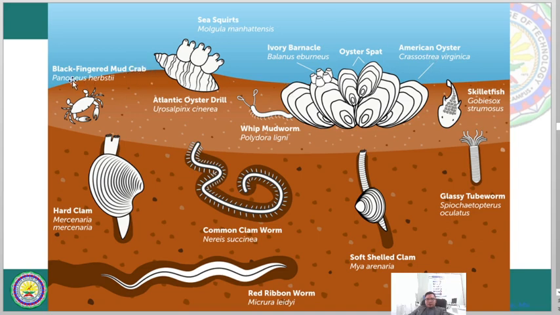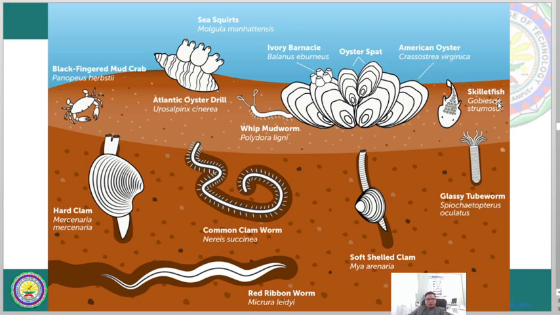So we have there the black-fingered mud crab, no? Mud crab, a benthic organism, kaya naman siya sa bottom. Sea squirts, oyster drill. This is the ivory barnacle. Mga spots of the oyster and some large oyster, Crassostrea virginica.